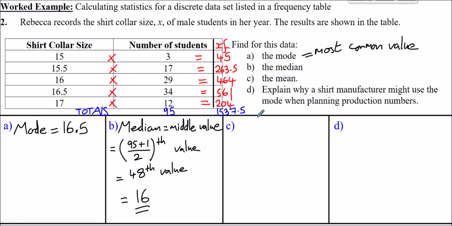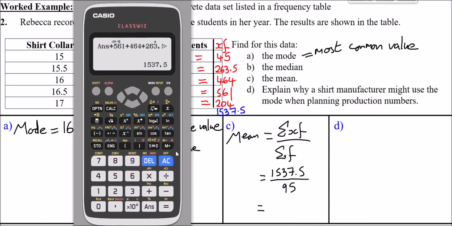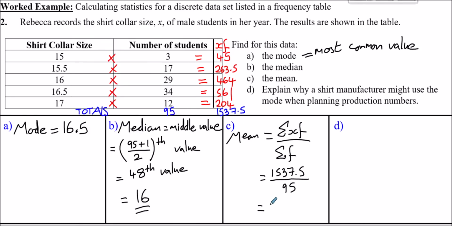So now we've got all we need to calculate the mean. Using this formula from before, the mean is sigma xf divided by sigma f, which is 1537.5 divided by 95. If we just pop these numbers into our calculator, we'll move this out of the way so you can see. Divide by 95, that's going to give us, to 3 sig figs, 16.2 inches.